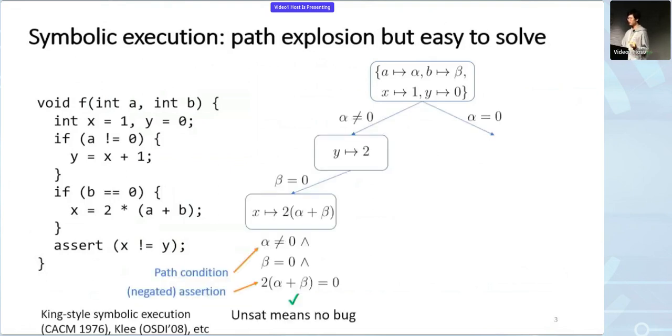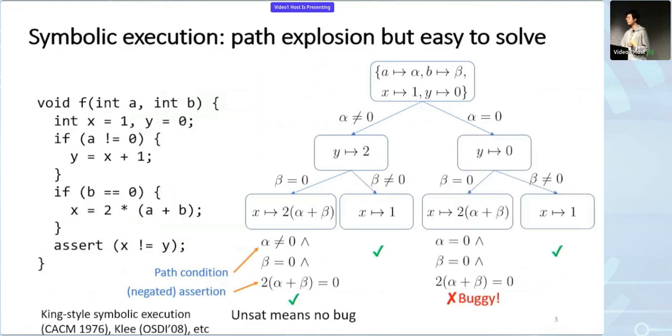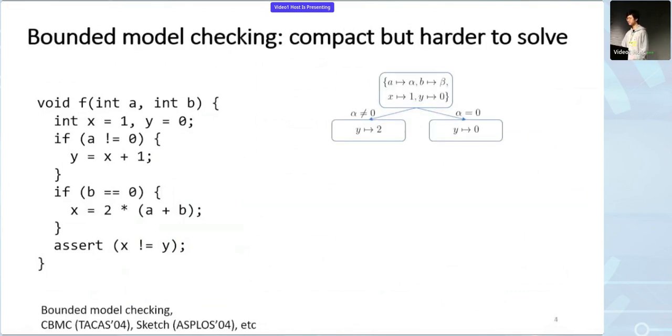Each path will be compiled to the conjunction of the path condition with a negated assertion. Here, this formula is unsatisfiable, meaning that the assertion cannot be violated for this path. After exploring this path, the system will explore all the paths and will find one buggy path. This exploration of the execution tree is exponential, causes the path exploring problem, and does not scale when we need to explore all paths.